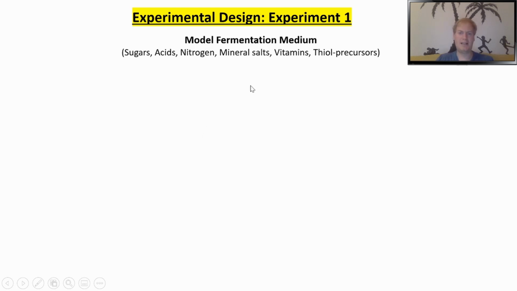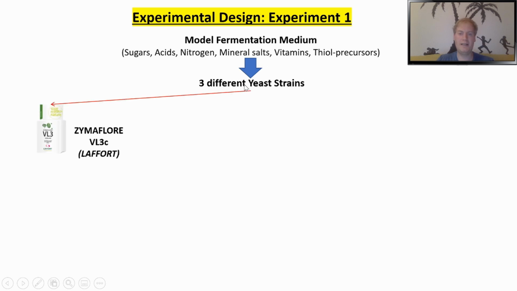Now, experimental design. So in this case, they conducted 2 different experiments, which were more or less similar in their intention. In experiment 1, they created a model fermentation medium, which consisted of sugars, acids, nitrogen, mineral salts, vitamins, and thiol precursors. So very similar to a must of a thiolic variety. And then this model fermentation was fermented via 3 different yeast strains.